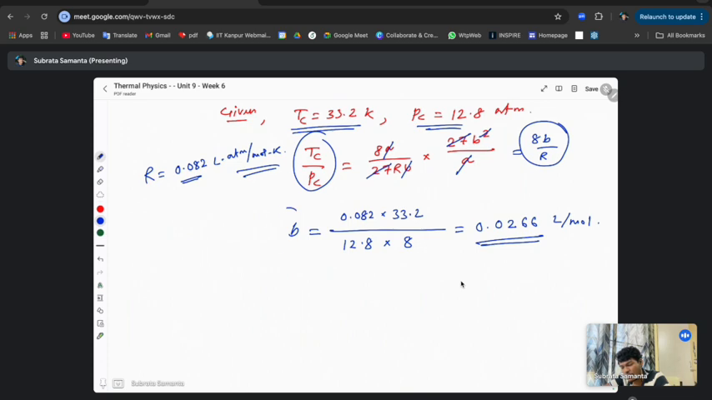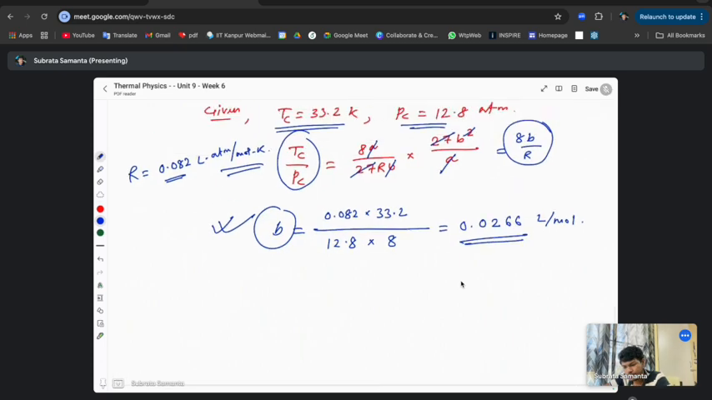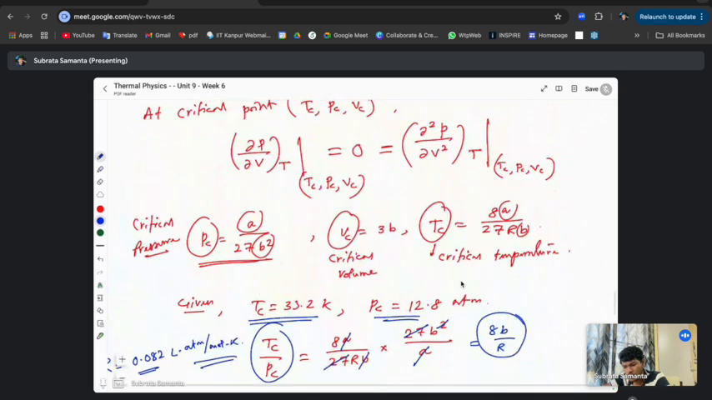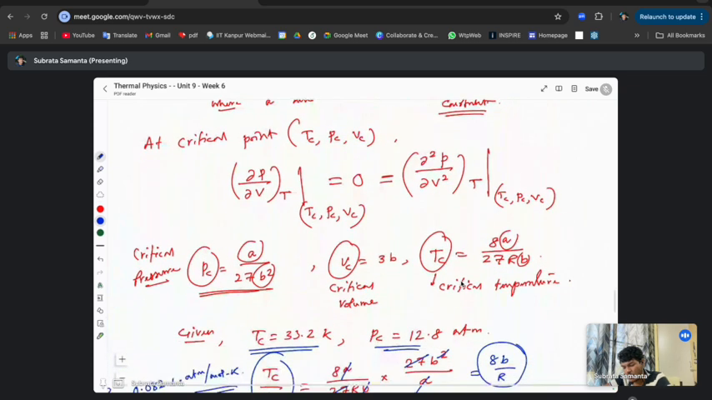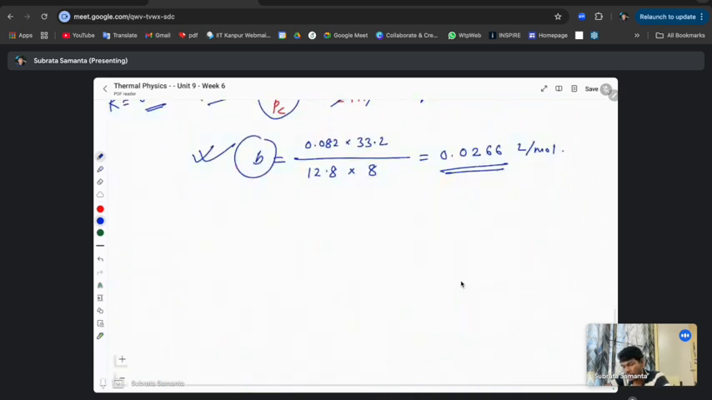Once you calculate the value of B, that is one thing we calculated, and next we have to calculate the value of A. So how to calculate A? Because you know that PC is a over 27 b square. So use this relation, because PC is given, to calculate a. So PC is a over 27 b square.